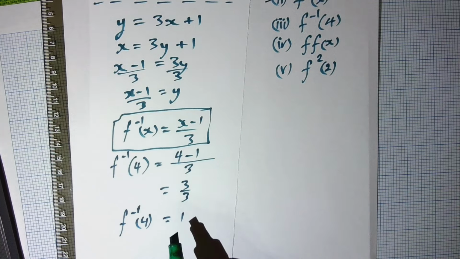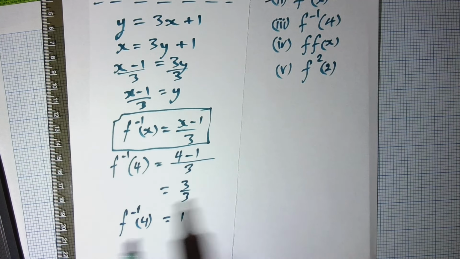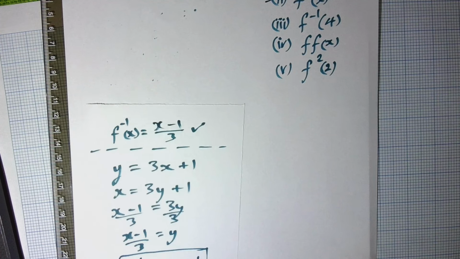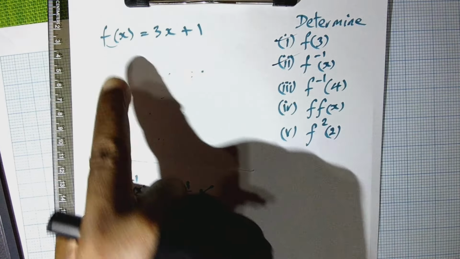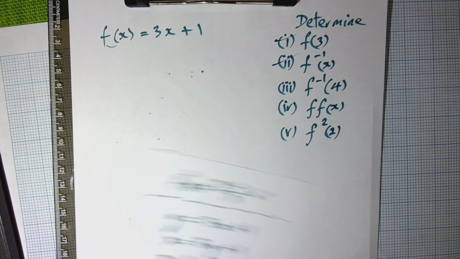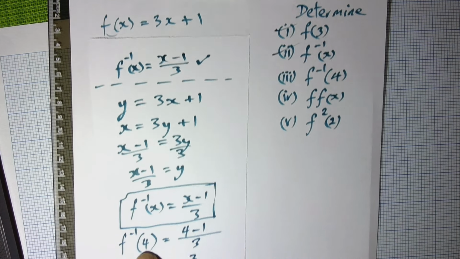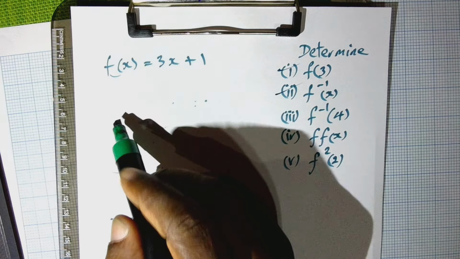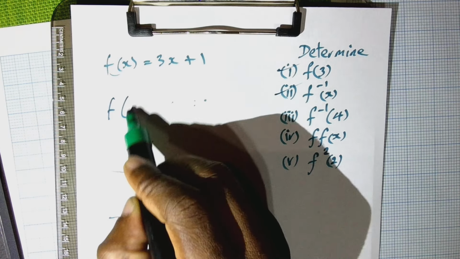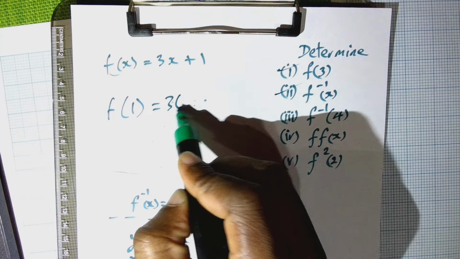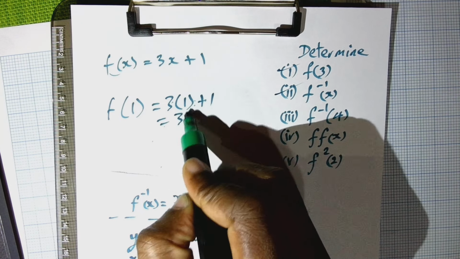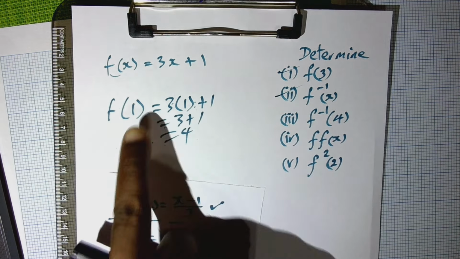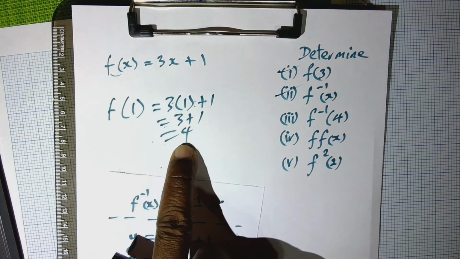All this is saying is that if we were to take this 1 and plug it back into the original function given, we'll actually get the 4. We'll actually get this 4 here. Okay, so let's just check it. If I were to replace this x here with 1, f of 1 will be 3 times 1 plus 1, we're going to get 3 plus 1 gives us 4. So you realize input is 1 and the output is 4.